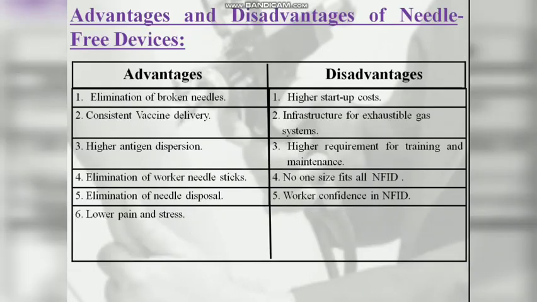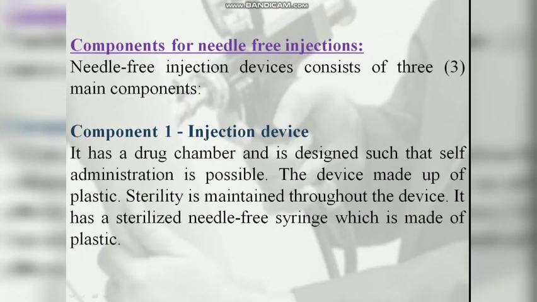Advantages and disadvantages of needle-free devices. First one, advantages. In these advantages: elimination of broken needles, consistent vaccine delivery, higher antigen dispersion, elimination of worker needle sticks and needle disposal, lower pain and stress. Next, disadvantages. In these disadvantages: higher startup costs, infrastructure of exhaustible gas systems, higher requirement for training and maintenance, no one-size-fits-all NFIDs.